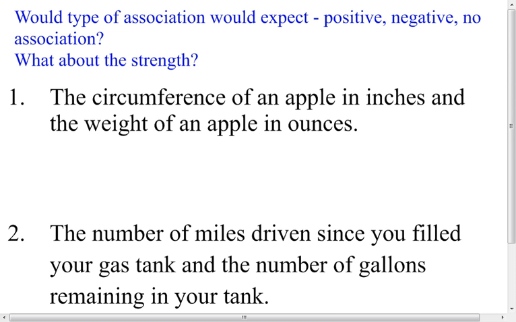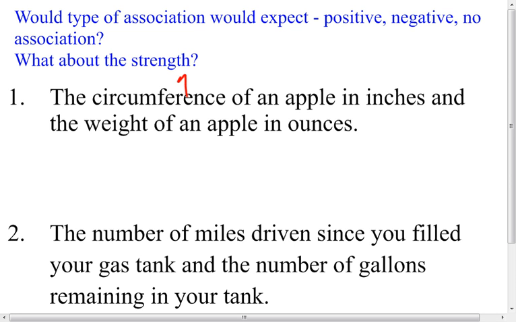Okay? And here's kind of what you do. You look at the two variables. In this case, again, we're looking at circumference and weight. And if they both grow the same direction, then they'll have positive association. If one goes up while the other goes down, then they'll have negative association. And of course, if they're not even related at all, there's no association.